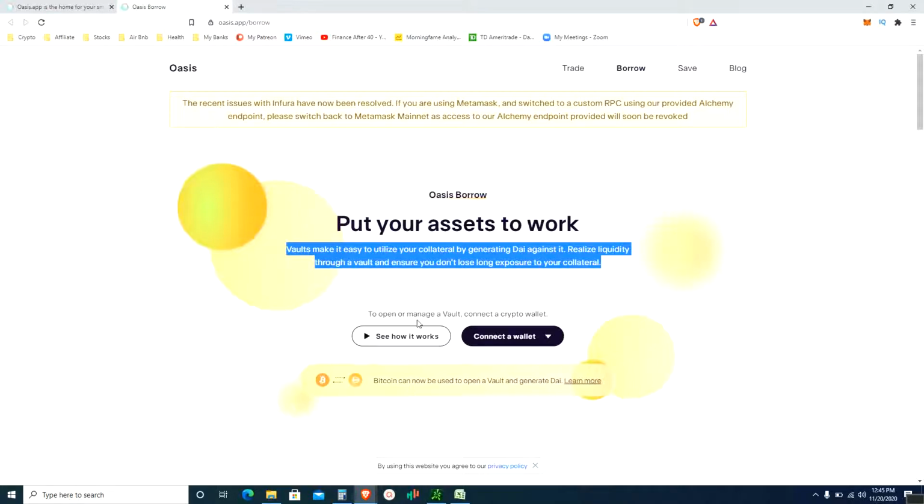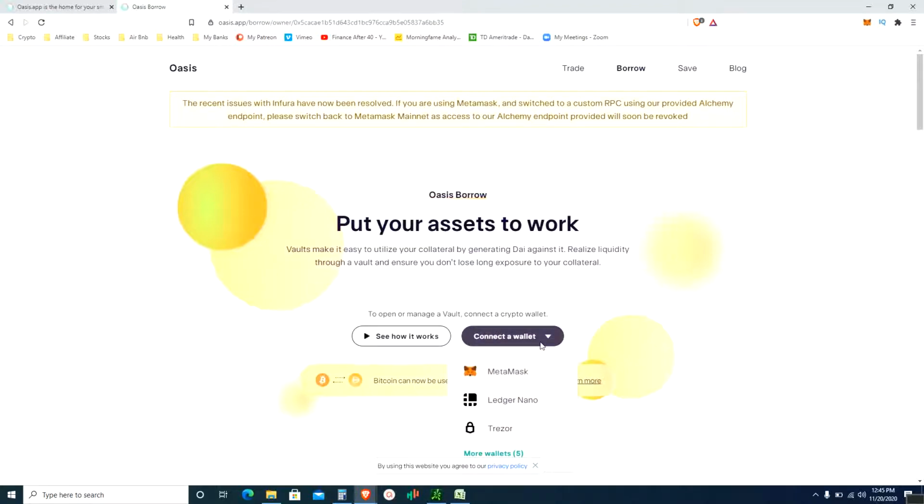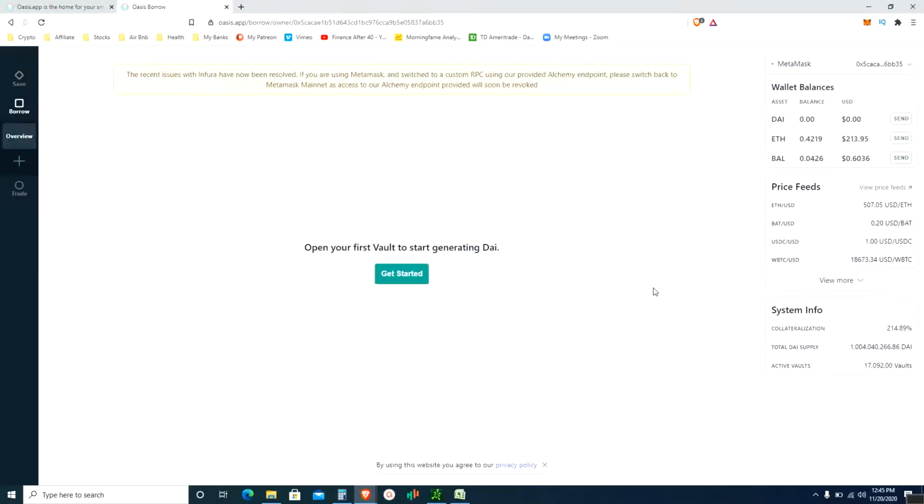So let's click connect wallet, MetaMask. It's fine, already connected, and here we are. We got ourselves: open your first vault to start generating.